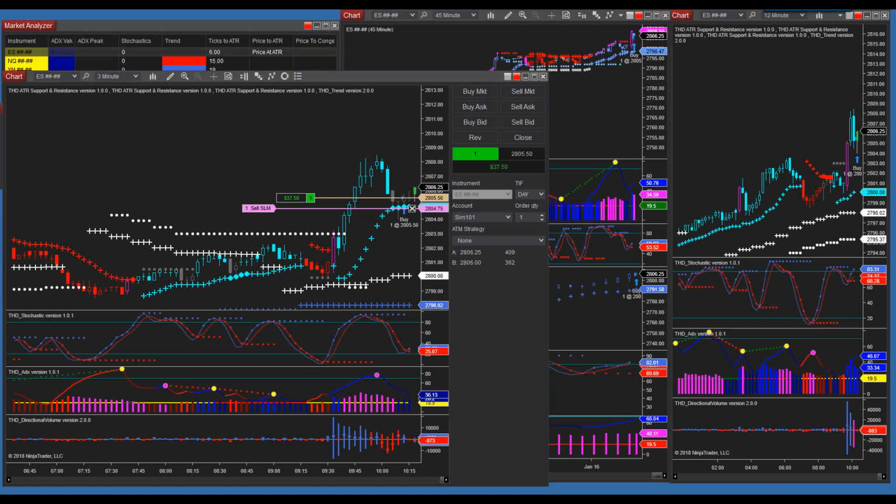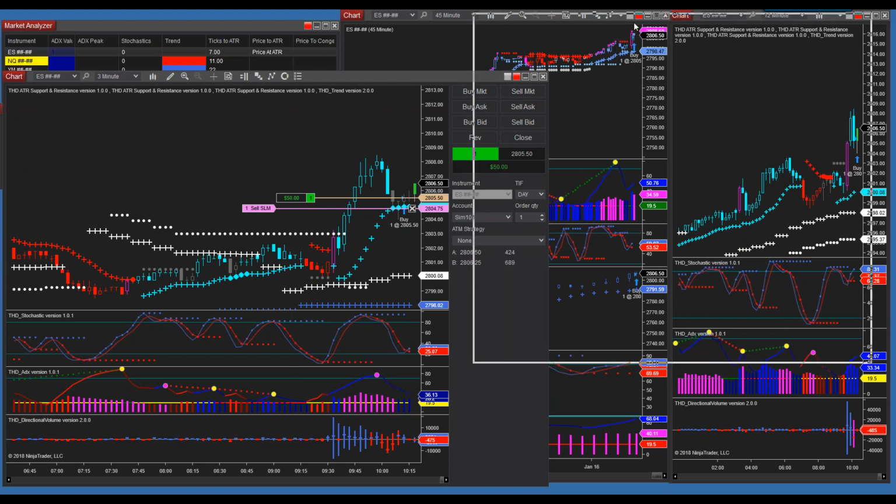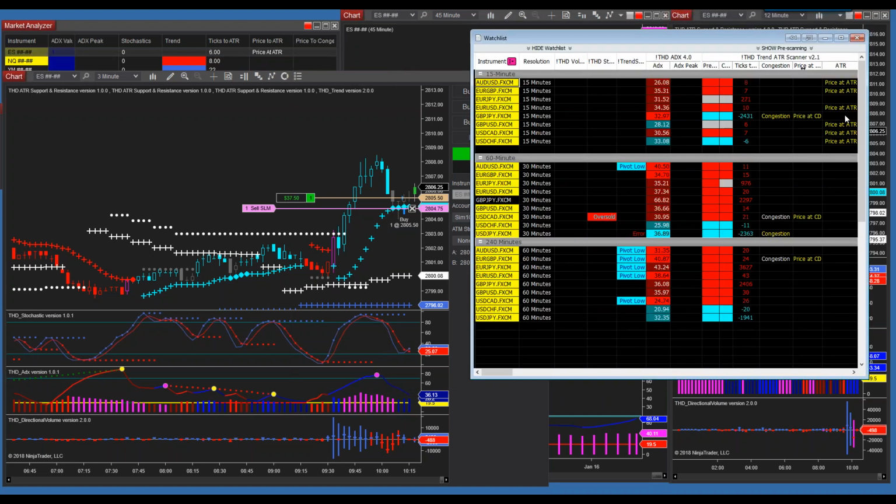On the forex side, I'm just going to bring the window over. It will be the easiest thing to do. You can see we have a lot of markets that are at an ATR, and I'm going through these one by one to see if there is any that I'm interested in. Right now I'm not seeing any.